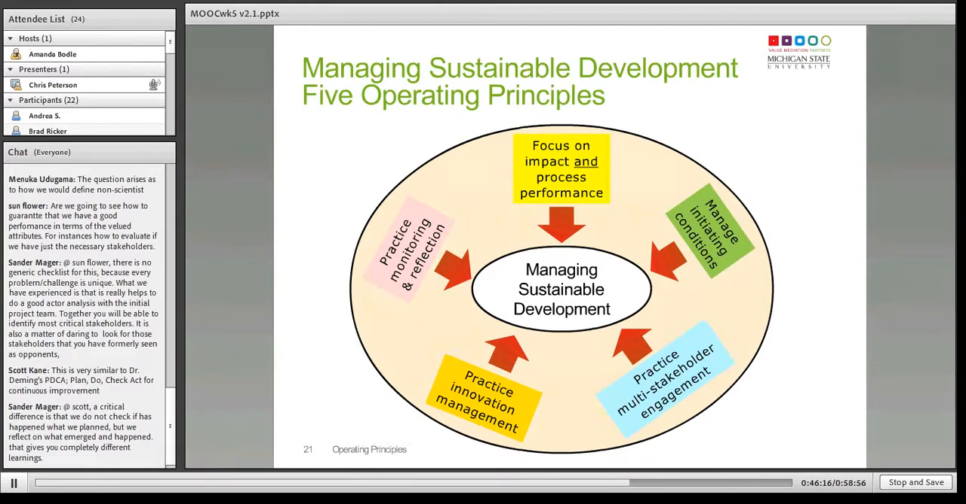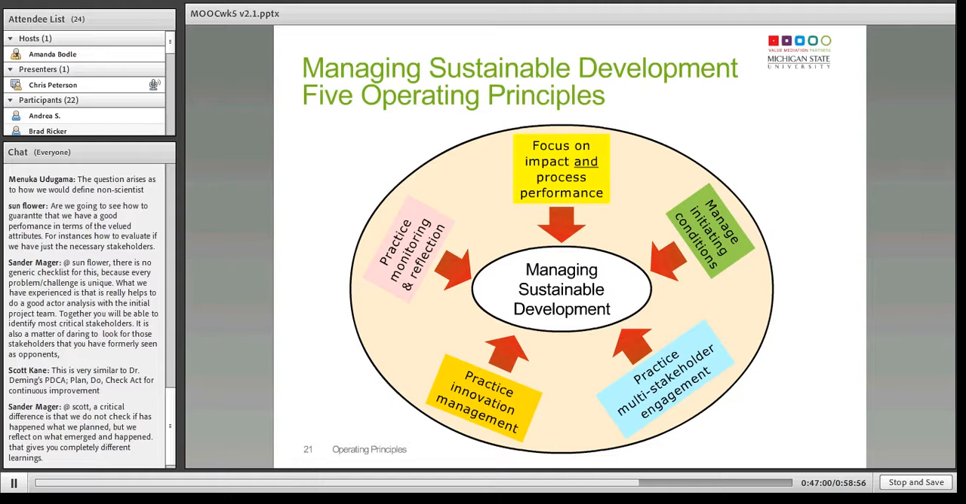So what we're suggesting to all of you listening into the course is that if you want to create a project that will be a sustainable development project, then these are the operating principles by which you must work. You begin by focusing on impact and process outcomes. You've got to take great care when you initiate the project, and then all along the way, you've got to practice multi-stakeholder engagement, innovation management, and monitoring and reflection.